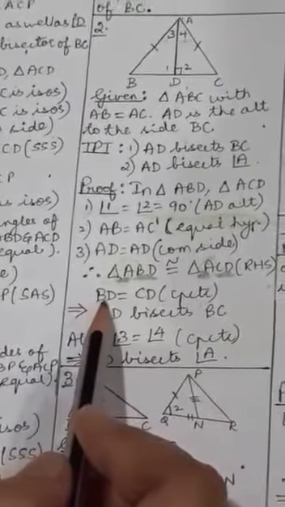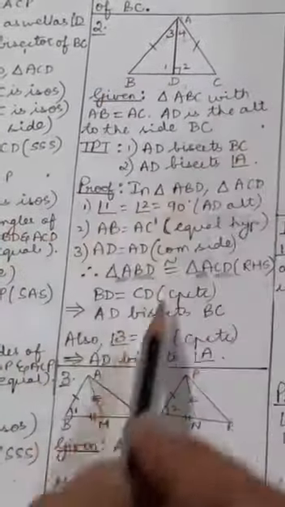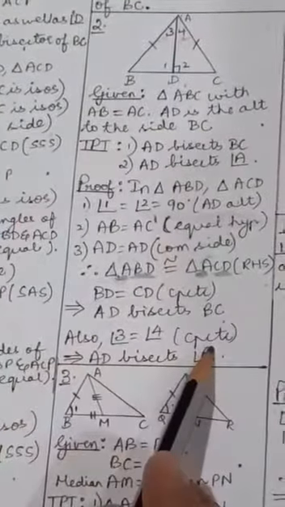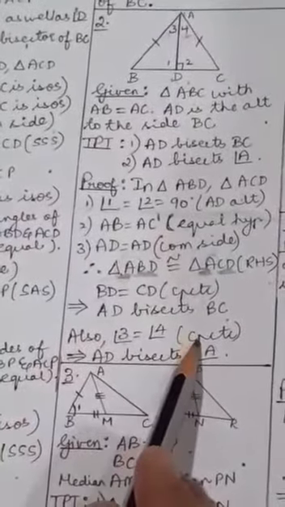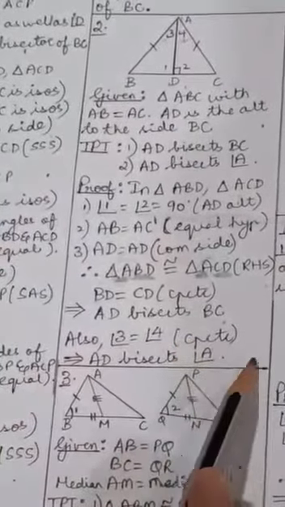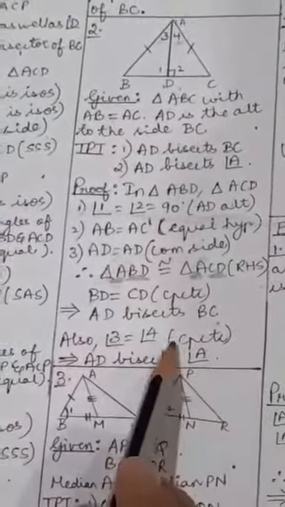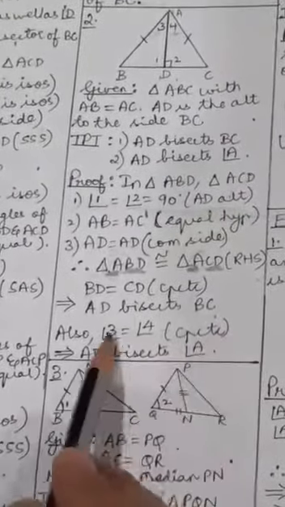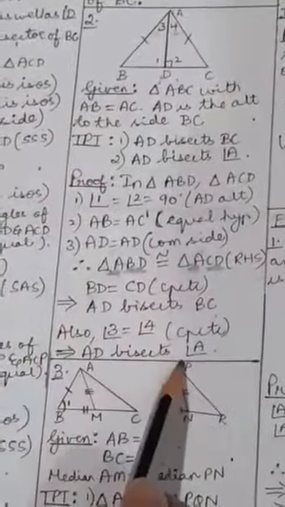So when you prove that BD is equal to CD, it means AD bisects BC. And now when you say that angle 3 is equal to angle 4, the reason is the same. Corresponding angles of congruent triangles are congruent. Or you can say corresponding parts of congruent triangles are congruent. So angle 3 is equal to angle 4, which again means AD bisects angle A.